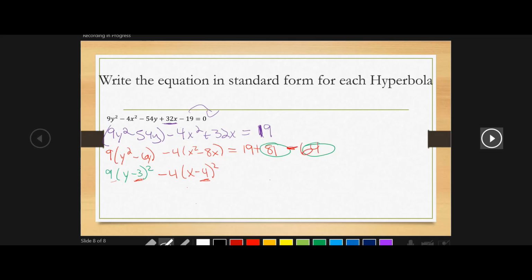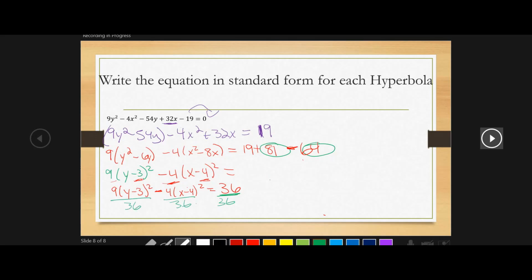Because again, whatever I do to one side, I have to do the same thing to the other side. So it'll stay equal. So in this case, because it's a minus there, unlike normal, where we always add it, we're going to subtract it. All right, so this will be 9 times y minus 3 squared minus 4 times x minus 4 squared equals 19 plus 81 minus 64. That's going to be 36. Now, can't have a 36 over here with the hyperbolas. We need it to be 1. So we divide everything through by 36.